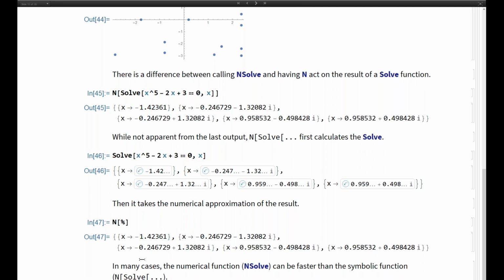One thing I'd like to highlight though is that NSolve tends to be faster in most cases than asking for a numerical result of an existing symbolic solution. That's primarily where I was heading with this: if you do intend to come up with a numerical result at the end, I recommend taking a look at NSolve as opposed to Solve and then asking for the numerics.